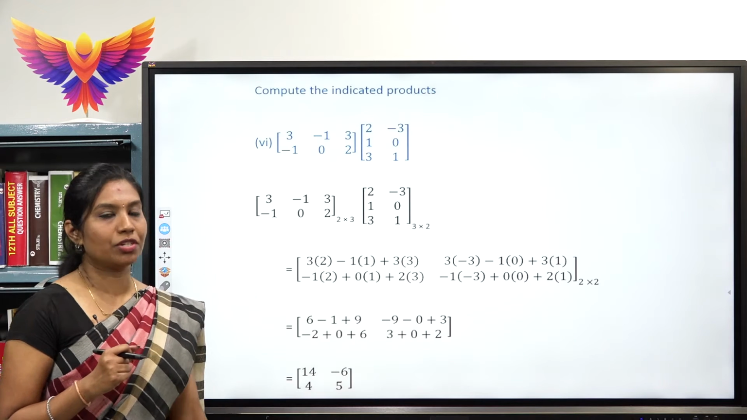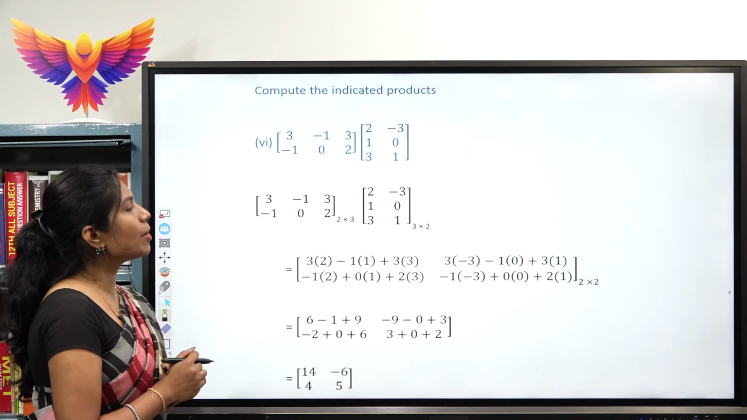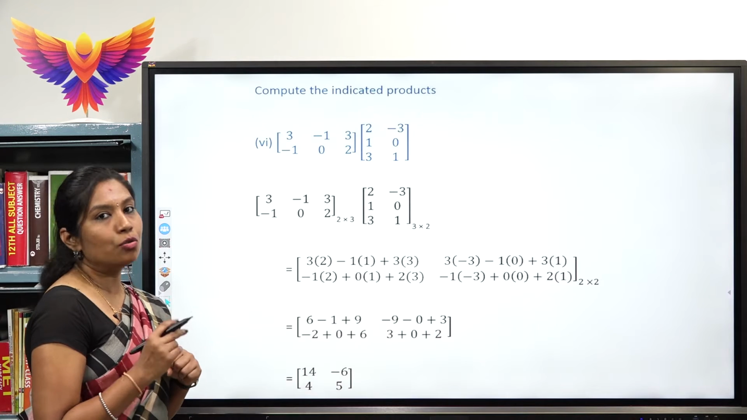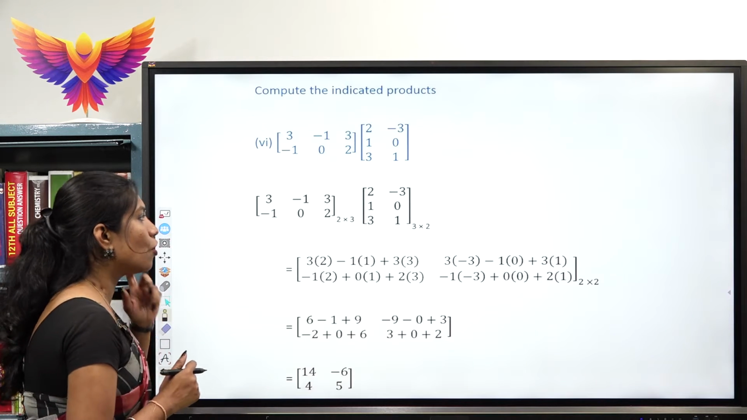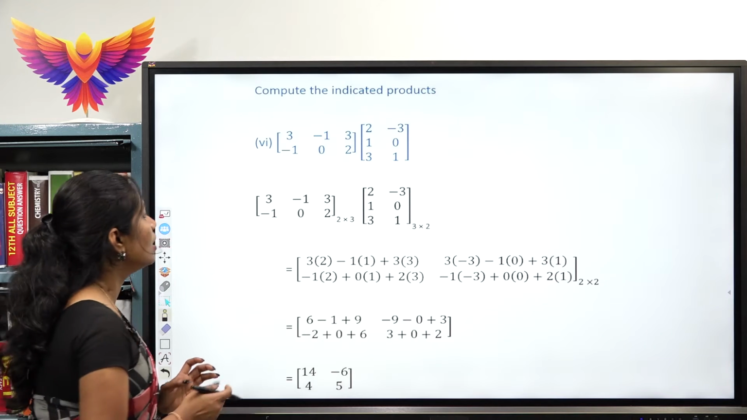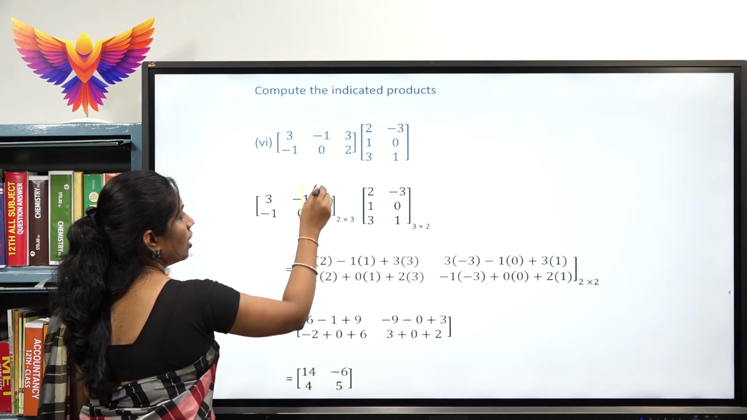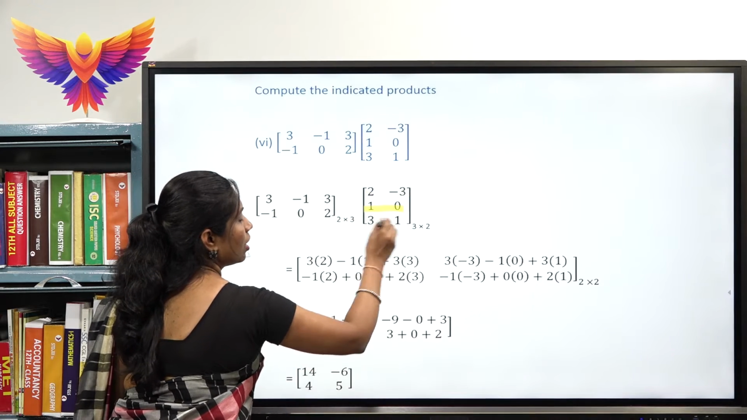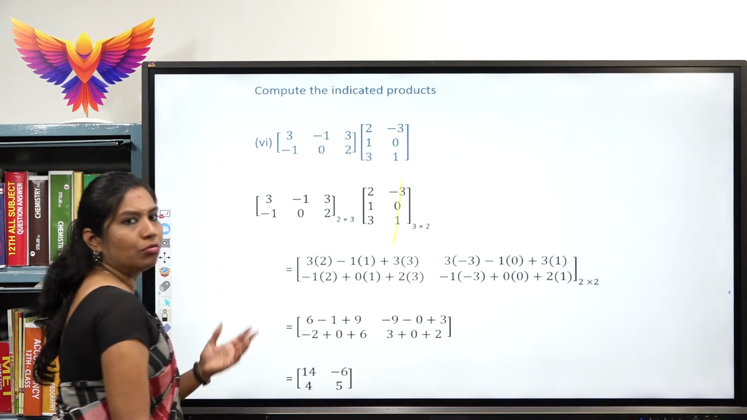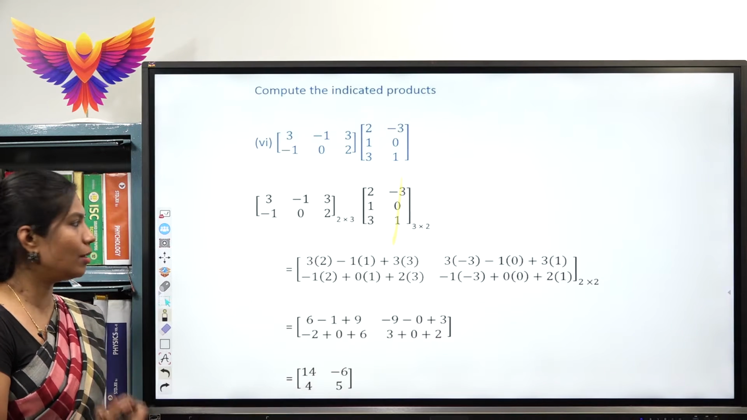We have another question here, in which the first matrix is of order 2 cross 3. Clearly we can see it is of order 2 cross 3, and the second matrix is of order 3 cross 2, right. We have 2 rows and 3 columns in the first, and 3 rows and 2 columns in the second. So, this matrix we need to multiply and check what will be the required matrix.